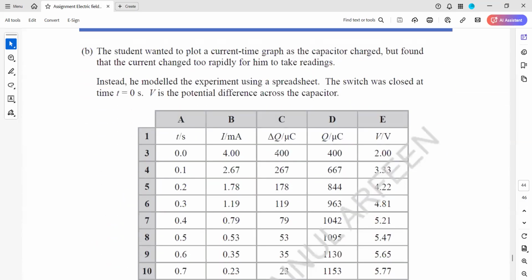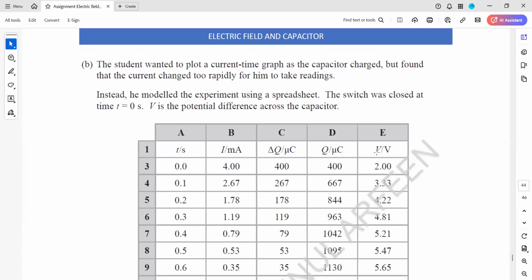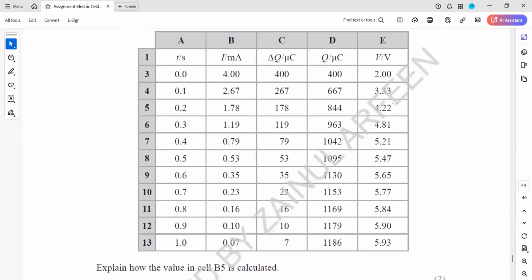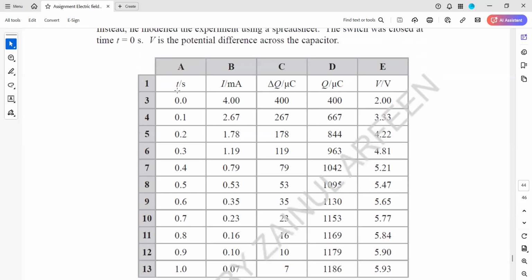In part B, a student wanted to plot a current-time graph as a capacitor charges, but found that the current changed too rapidly for him to take the reading. Instead, he modeled the experiment using a spreadsheet, and the switch was closed at time t equals 0, and V is the potential difference across the capacitor. Certain time intervals are shown, and the change in the potential difference is also shown.